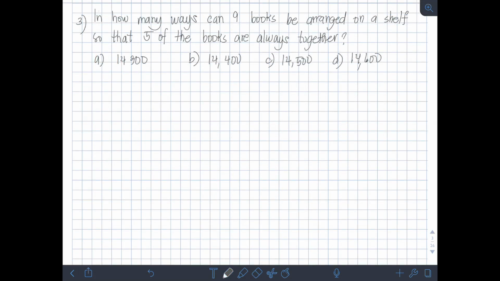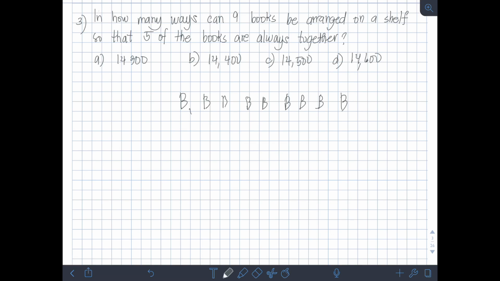Okay? Next, we have, in how many ways can 9 books be arranged on a shelf so that 5 of the books are always together? Okay, so meron daw tayong 9 books. So, let's say, B, B, B, B, B, B, B, B, B. So sabi dun, sa 9 books, i-arrange daw sila sa shelf such that yung 5 are always together.